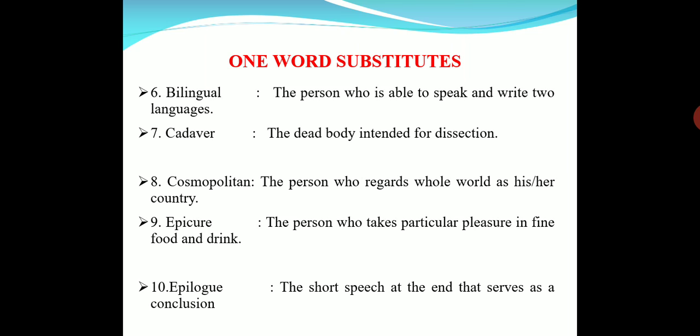And epilogue. Epilogue means the short speech at the end that serves as a conclusion. Generally, at the end of any drama, it serves like a moral at the end. A short speech by an actor, he speaks, so that becomes the end, the conclusion part. It may be even for a poem, anything. The epilogue is the conclusion.